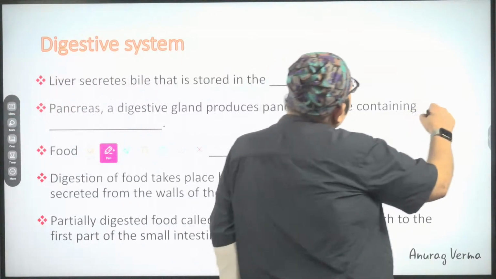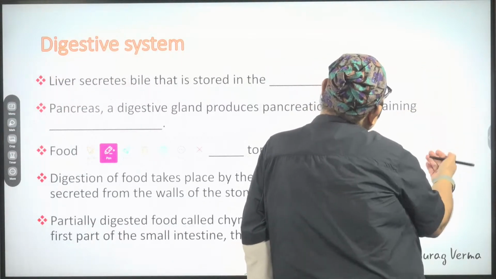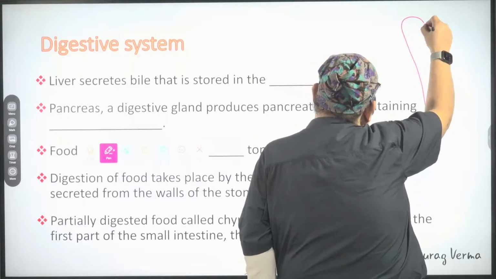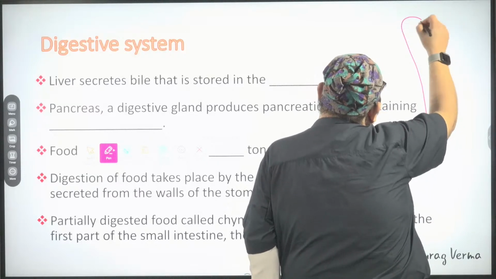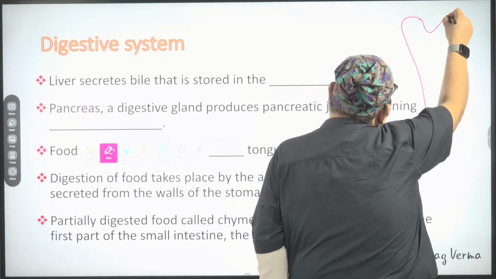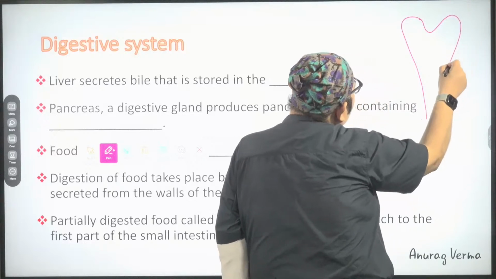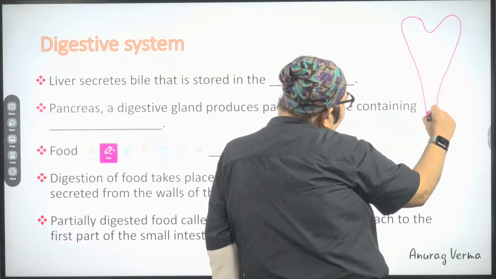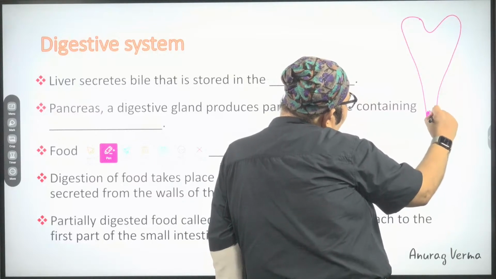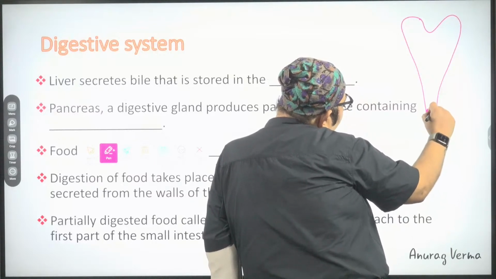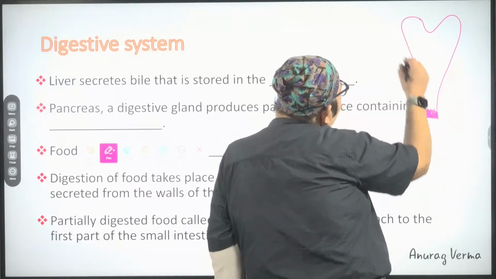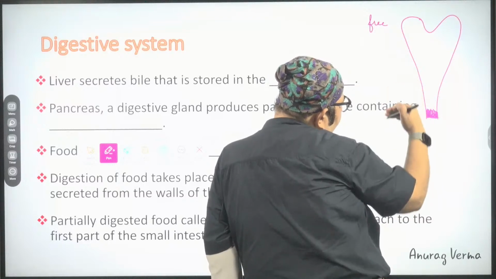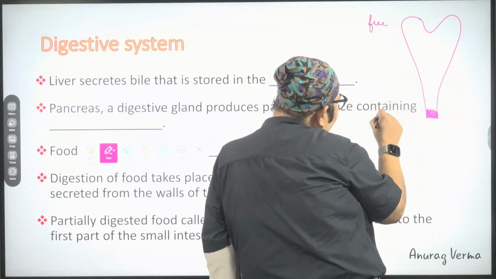The tongue, this is the base of the tongue. And the base of the tongue is bifid, or we can say bilobed. And this is the front of the tongue, okay? And front of the tongue is attached to the floor of the buccal cavity. And the base of the tongue is free. It is free, and the front or anterior part, tip, it is fixed.